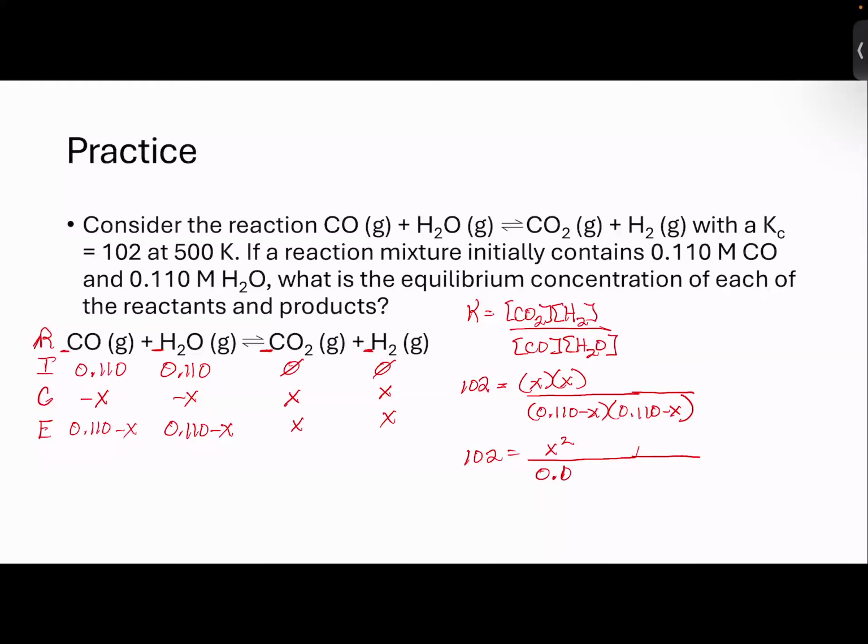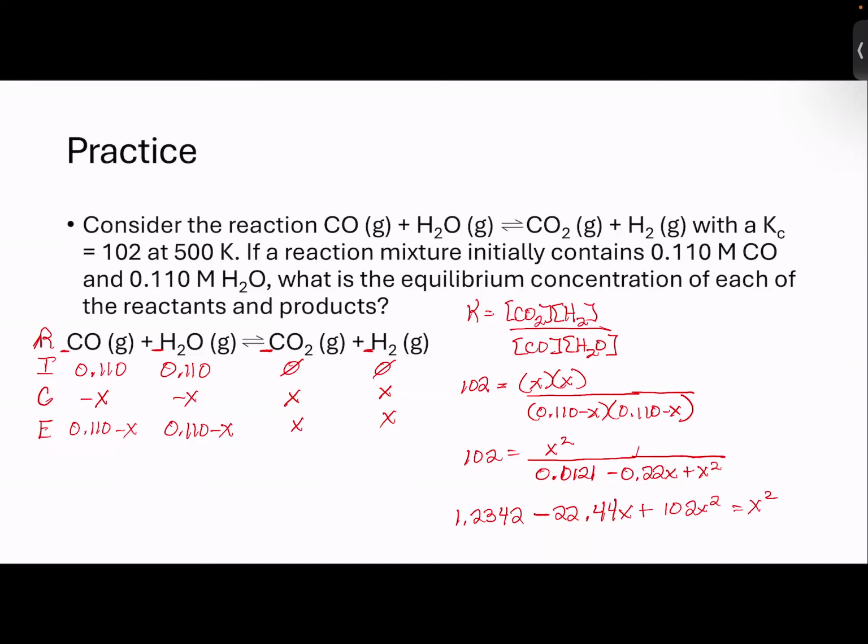The denominator comes out to be that. I'm going to multiply the denominator through by 102. So it comes out as 1.2342 minus 22.44 X plus 102X squared is equal to X squared.